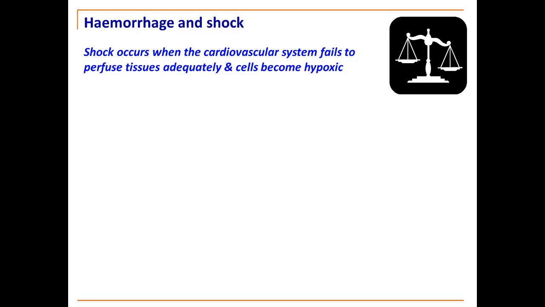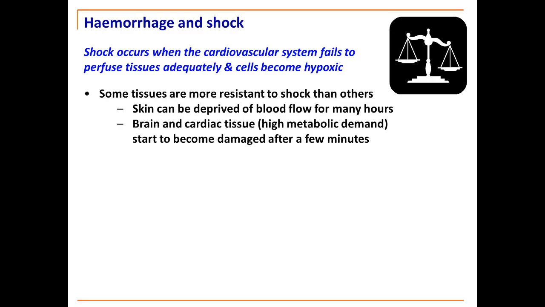Okay, so we're going to think a little bit about hemorrhage and shock first of all. Shock occurs when the cardiovascular system fails to perfuse tissues adequately and the cells start to become hypoxic. Some tissues are a lot more resistant to shock than others. For example, the skin can be deprived of blood flow for many hours without all the cells dying, whereas brain and cardiac tissue, with their high metabolic demands, start to become damaged after only a few minutes. And there are lots of different types of shock, as I've already alluded to.